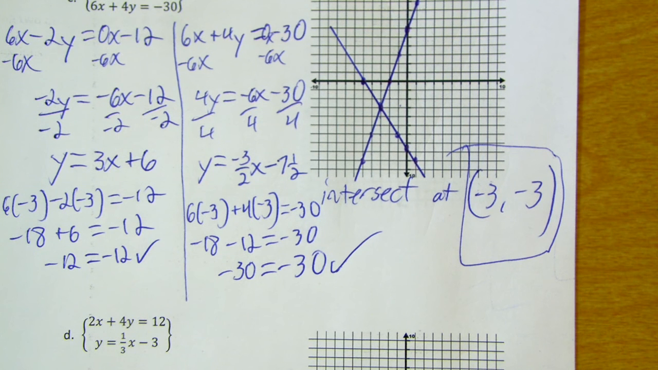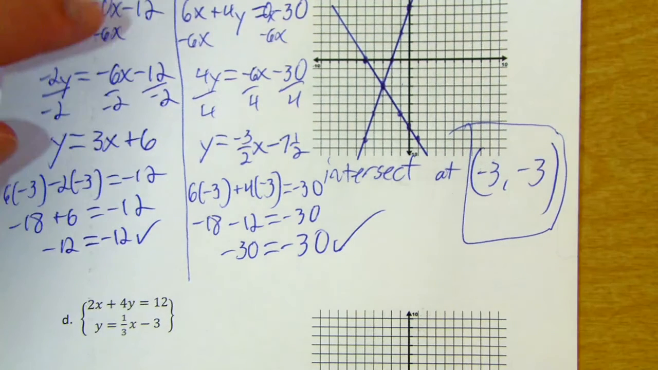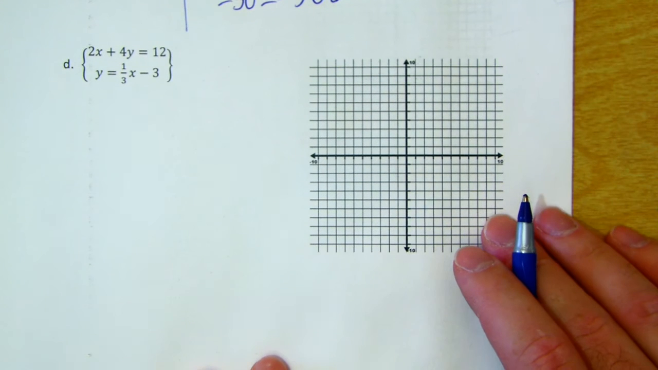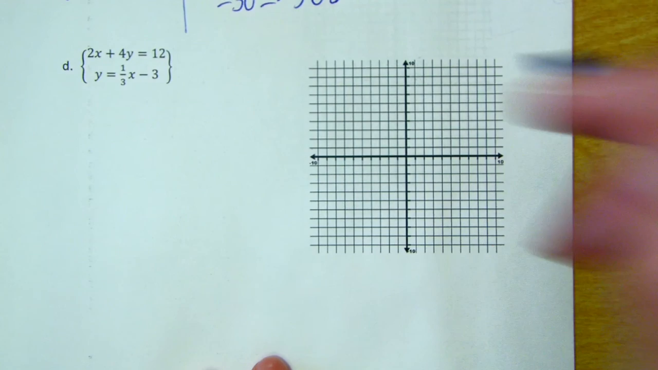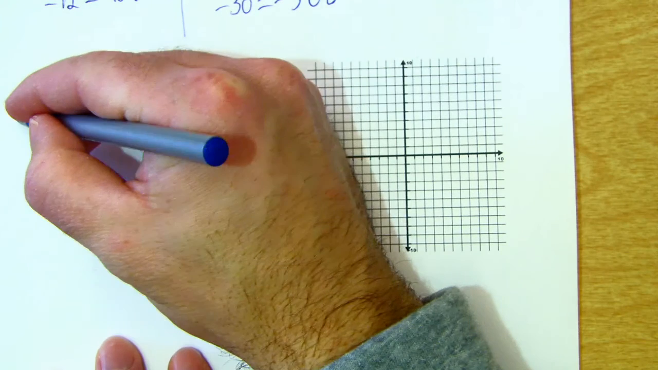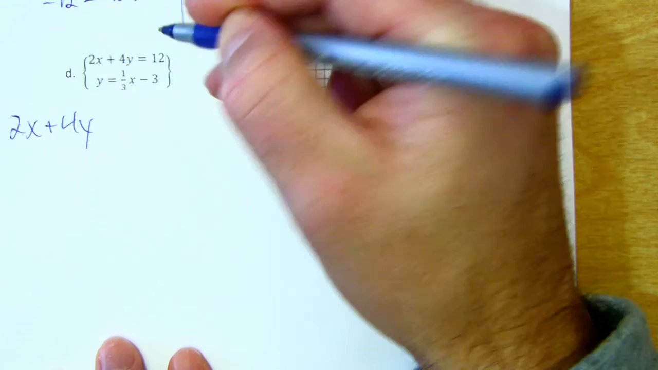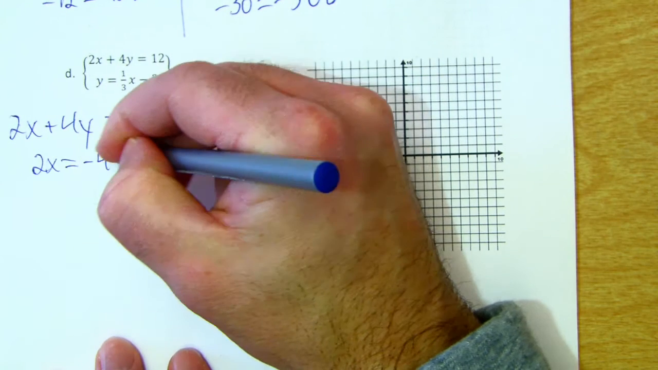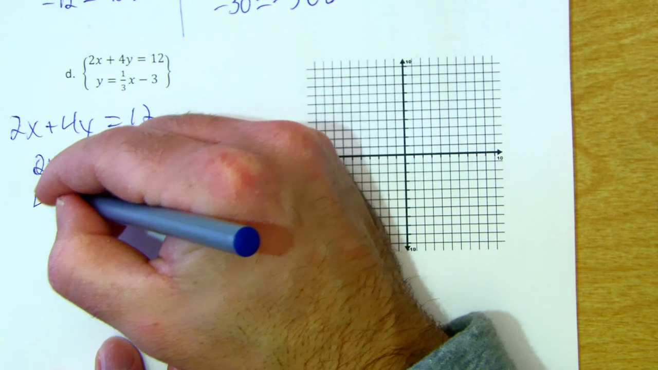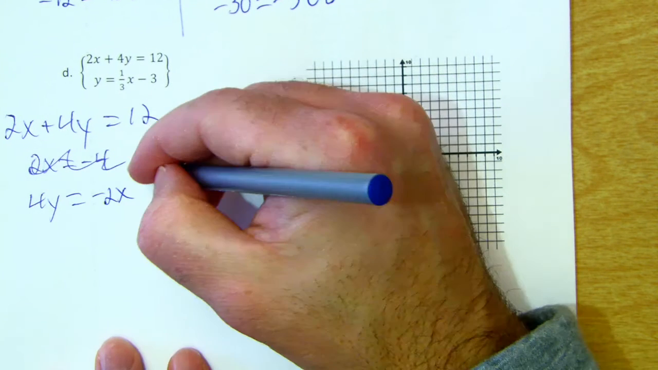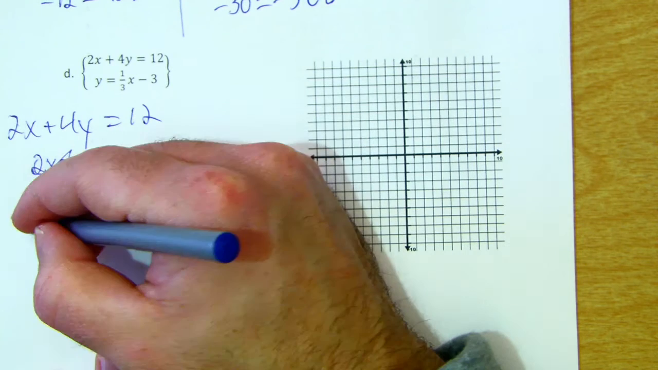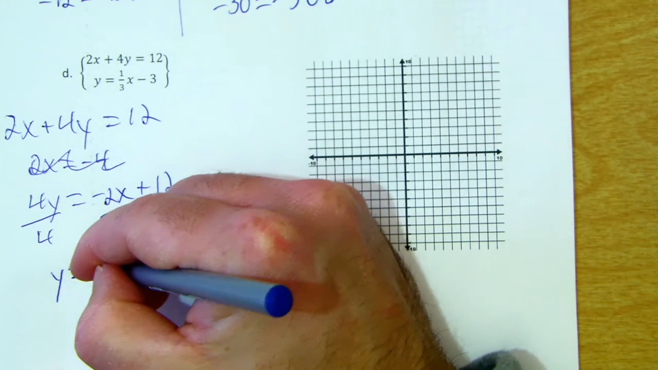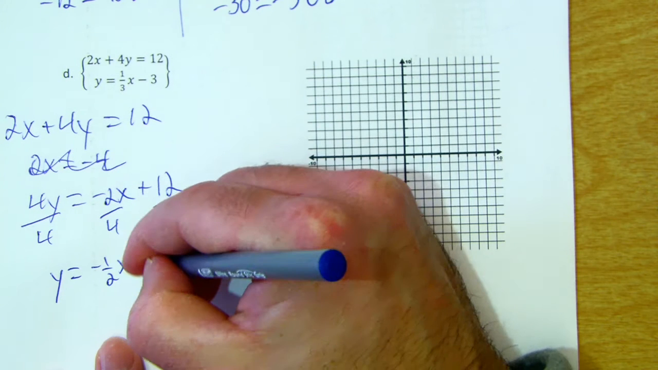All right, so let's go down to letter D then. It's just the first one that we have to get into slope-intercept form. So that means I'm going to have 4y equals negative 2x plus 12, and then divide everything by 4. So my equation is going to be y equals negative 1/2 x plus 3.